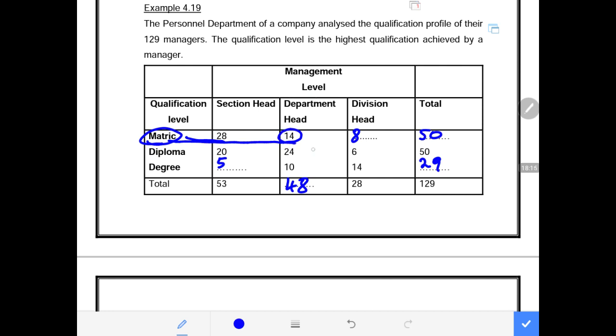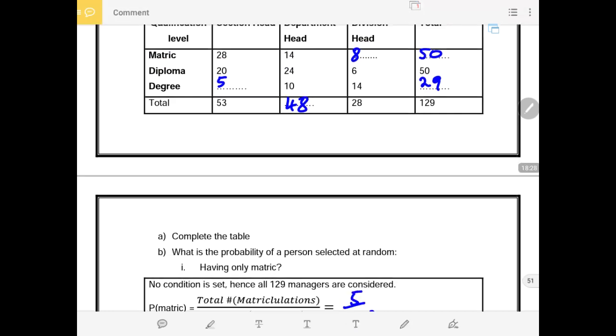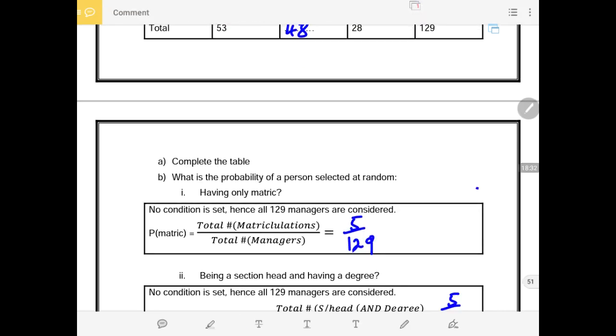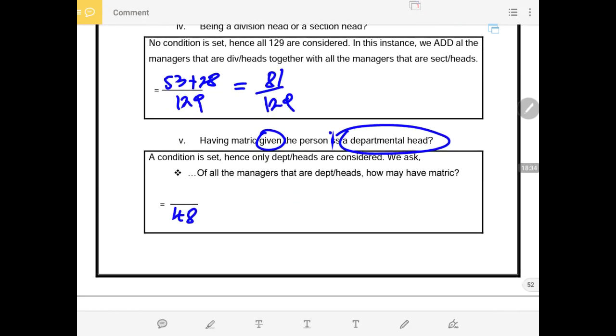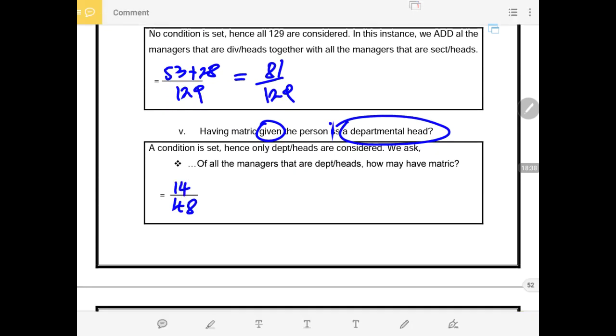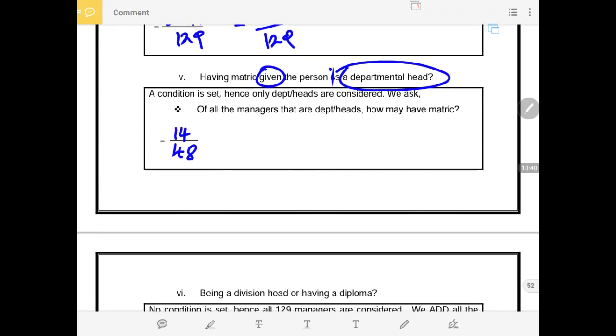This is for the department head, and they said department head. So that's what we're looking for. Having metric given you are a department head, so we take the number 14 in this case. 14, those who are having metric, and they are the department head. So we say 14 over 48. So that is why the correct number here will be 14.